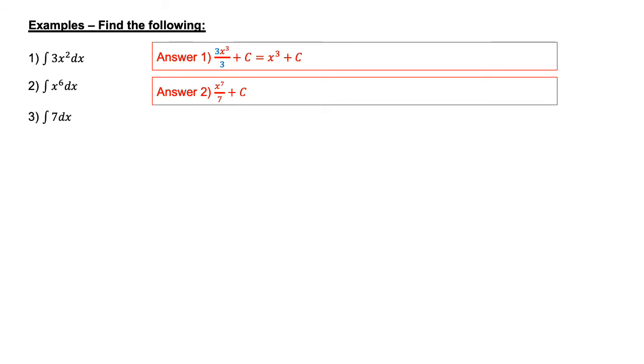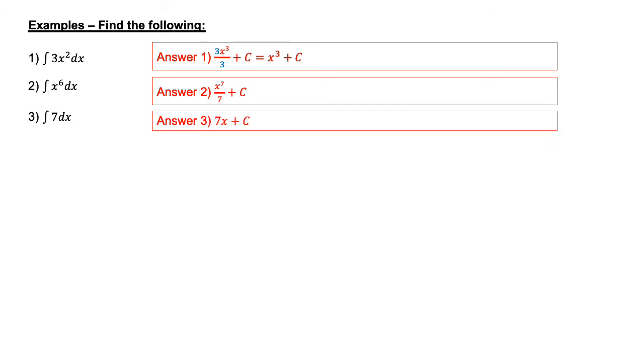Now I just have a number, 7 here. It could be 1, it could be any number again. Now if I integrate a number, a constant, essentially we just have to add the x to it. And then the plus c. So any number just becomes the number times x.